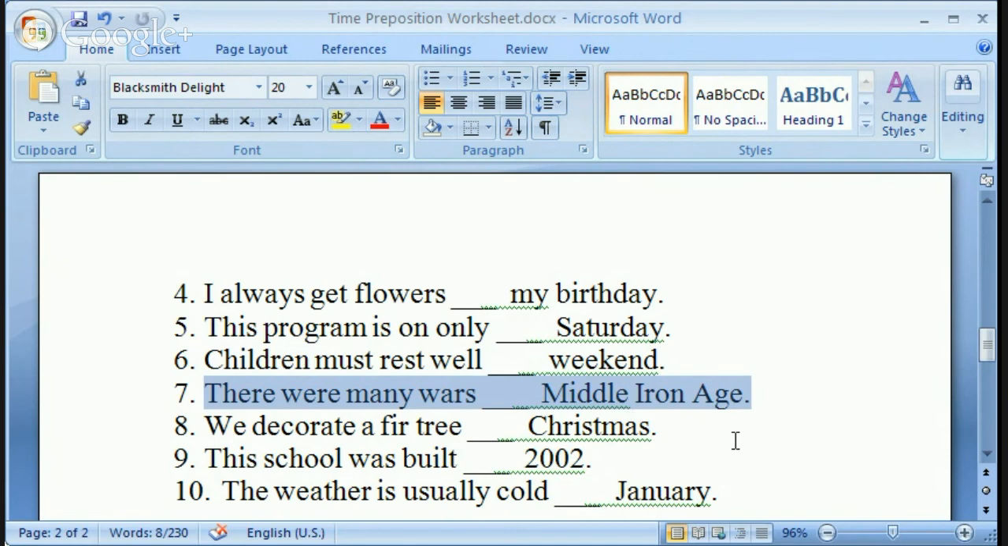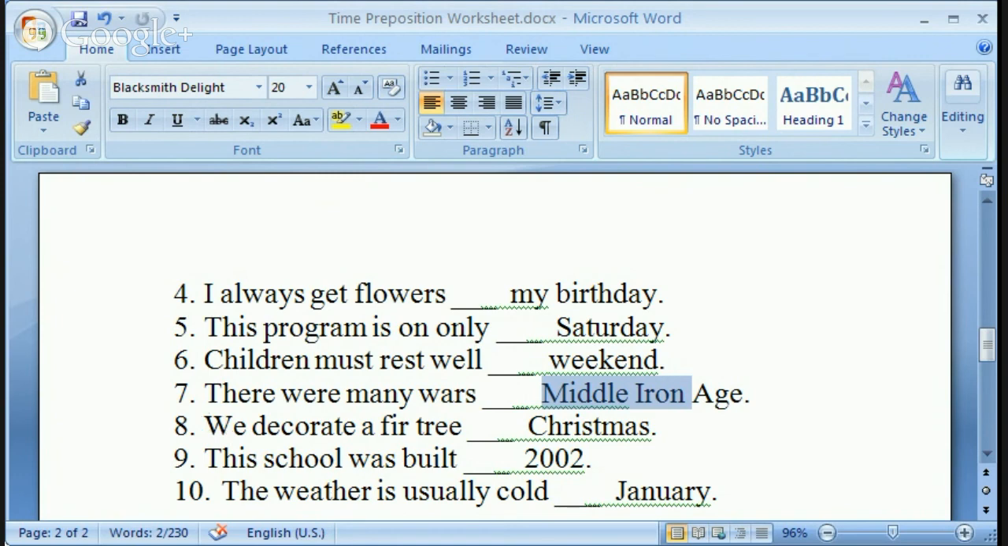There were many wars in the Middle Iron Age. Perfect. Very good. And you got the article, in the Middle Iron Age. We have to use the because there are many ages, so we're being specific in the Middle Iron Age. Perfect.